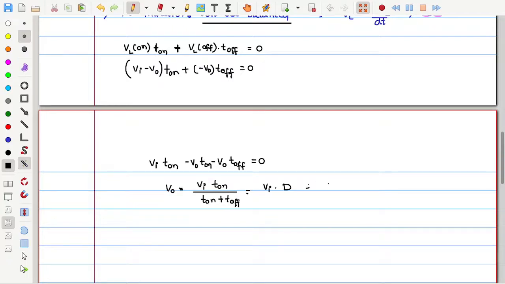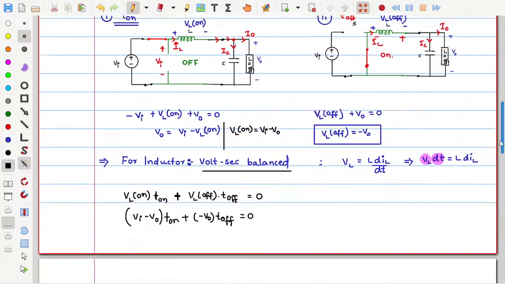So T on divided by T on plus T off is D, the duty ratio. Usually for a buck converter, the output voltage is equal to the duty ratio times the input voltage, where D will be between 0 to 1. It will not be higher than this. So the output voltage will never exceed the input voltage. The output voltage is lesser than the input. That's why it is called a buck converter, a step down converter.